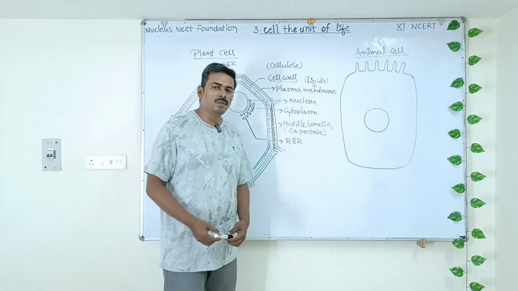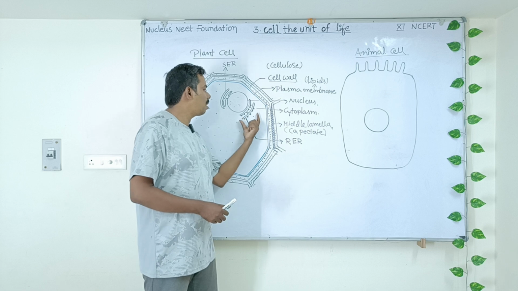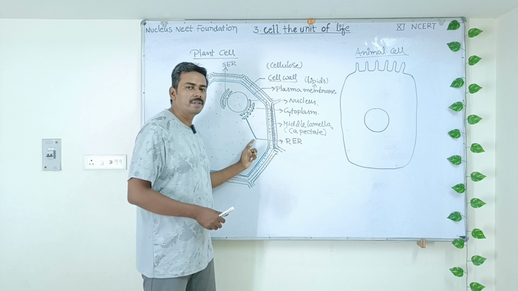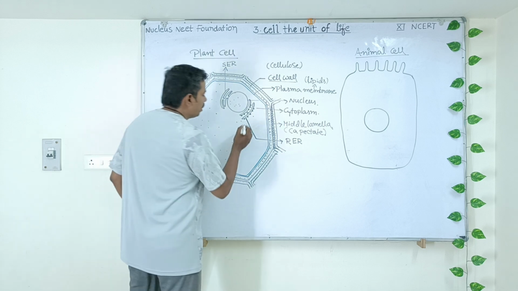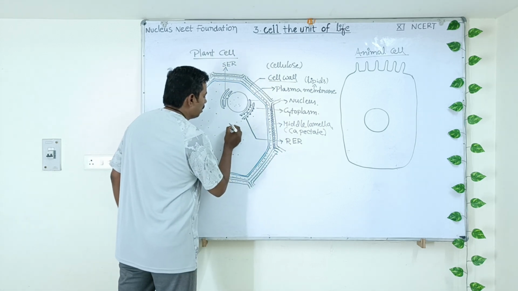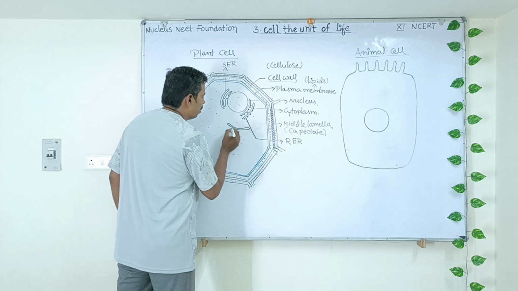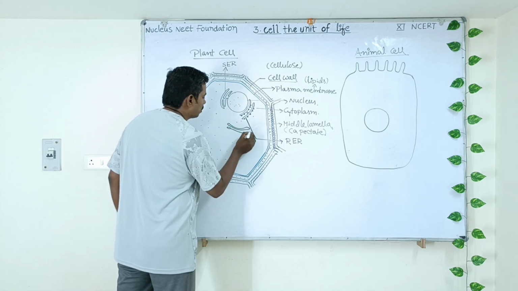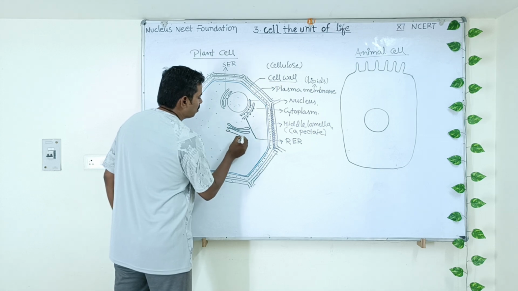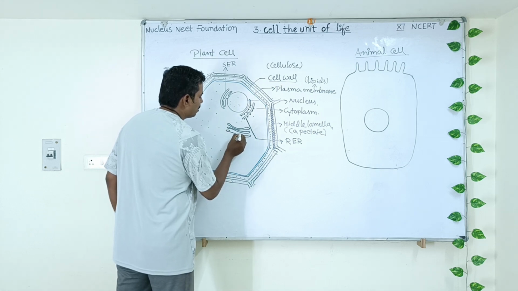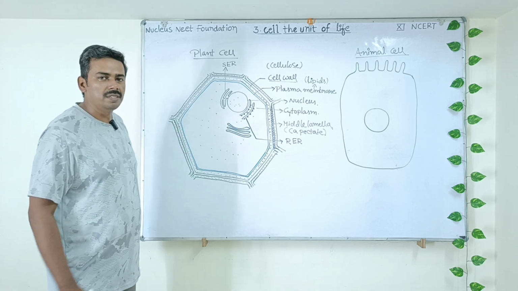Okay, students, those cells which are very active in protein synthesis have more amount of rough endoplasmic reticulum inside the cell. Next, close to the nucleus, there is another cell organelle which is called Golgi complex. The Golgi complex consists of several flat disc-shaped sac-like structures which are arranged parallel to each other.